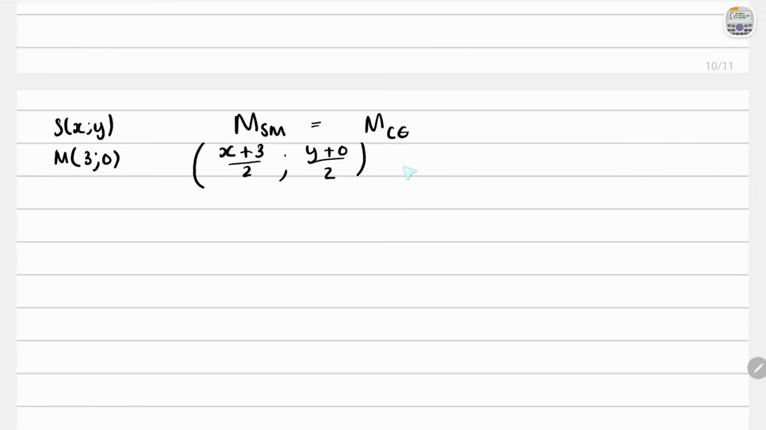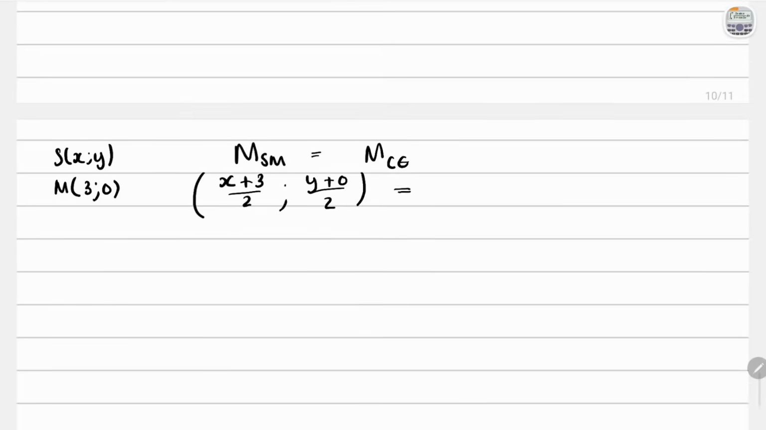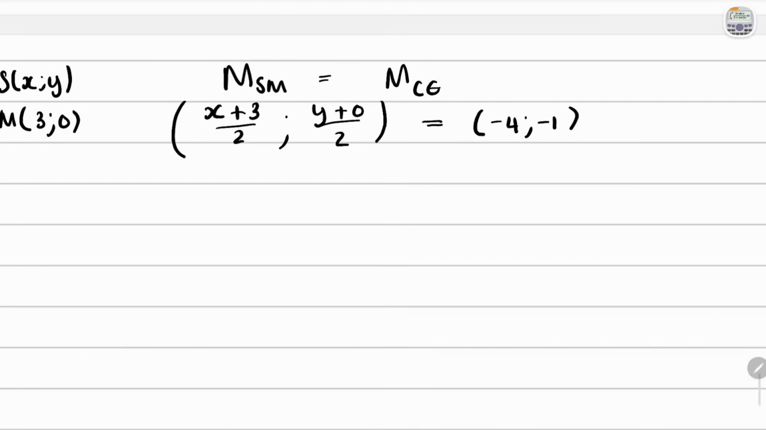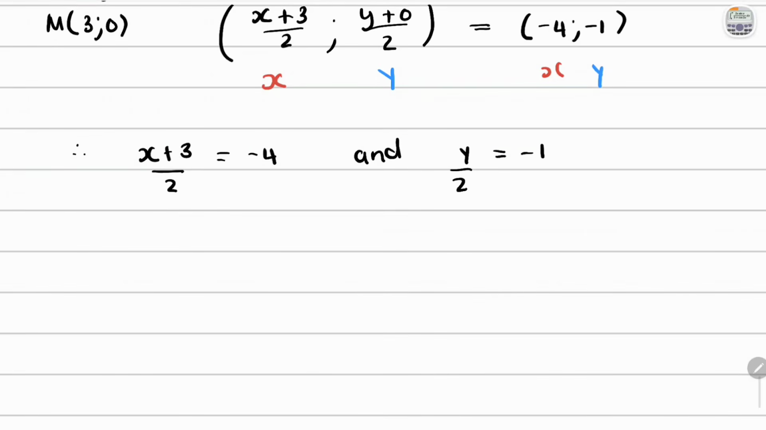And then we're saying that that midpoint is exactly the same as the midpoint of CE, which is -4 and -1. We already know that. So do you see that they both represent the point D, which is the midpoint of SM and the midpoint of CE? So that would mean that their X values should be exactly the same and their Y values should be exactly the same. So therefore, it means that (x plus 3) over 2 is equal to -4, and might as well just call this y because y plus 0 is y. So y over 2 is equal to -1. And now we just have to solve for x and y.